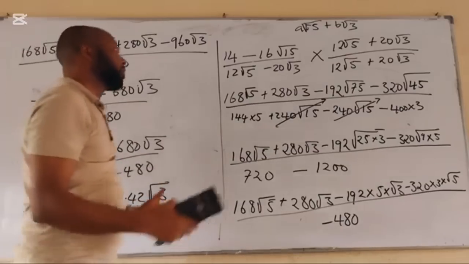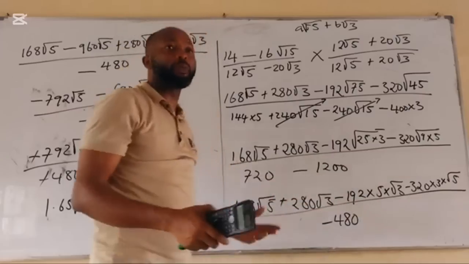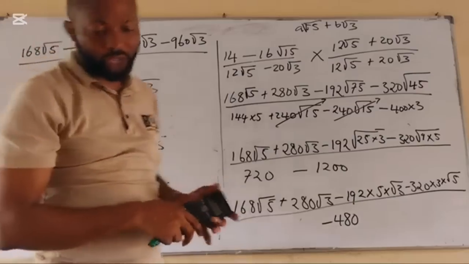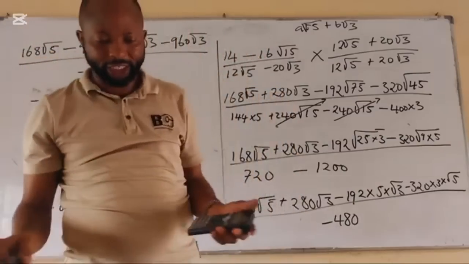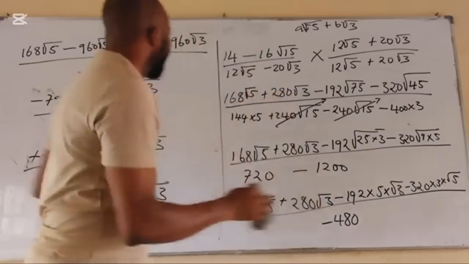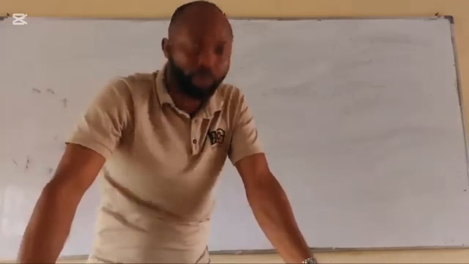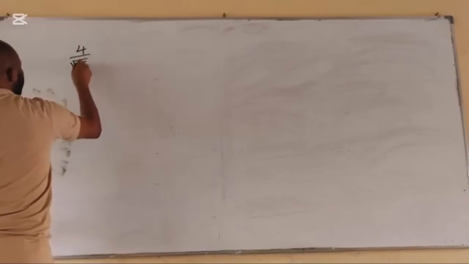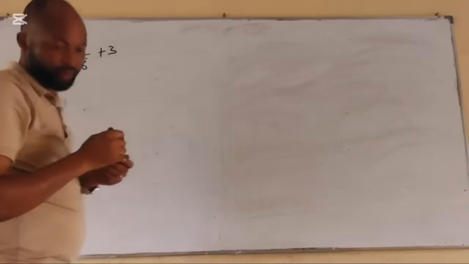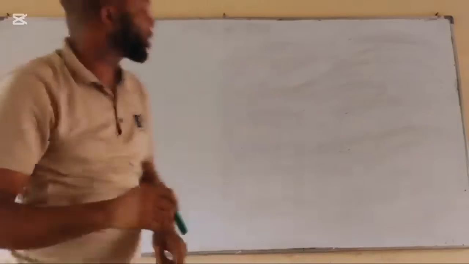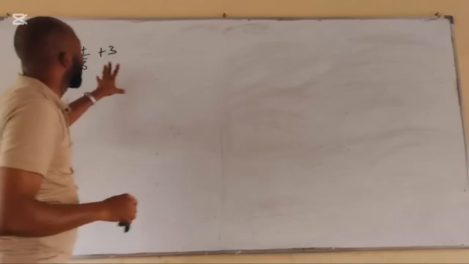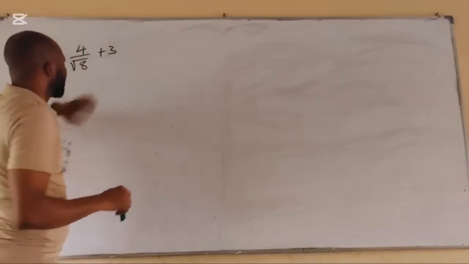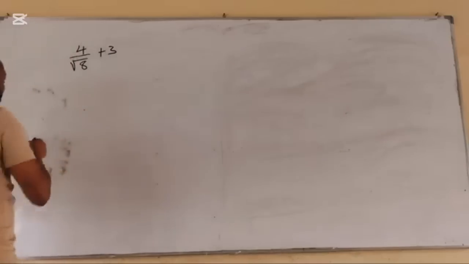Now, it may be very long, but if you follow the principles gradually, you will certainly get to the bottom of it. So let us solve just a few more exercises and see what we can get out. So let me take this out: 4 over root 8 plus 3. Here, I would like us to deal with this first. Whatever we have, then we add this. Okay, let me start with this.